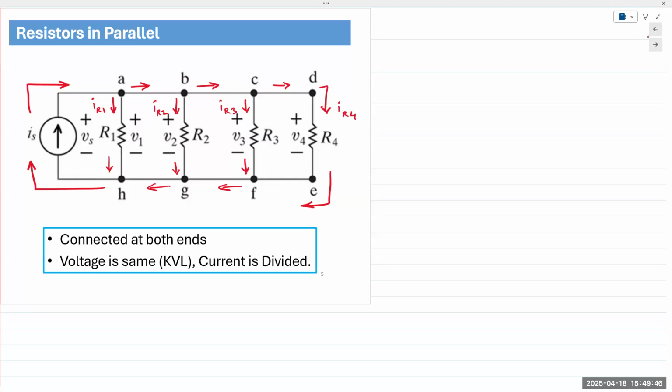Okay. All right, so voltage remains the same. The current splits, so the current is being divided. So in a parallel connection, the voltage remains the same for all components, but the current gets divided. Hence, voltage is the same for all components, and the current is divided across, or not across, between.